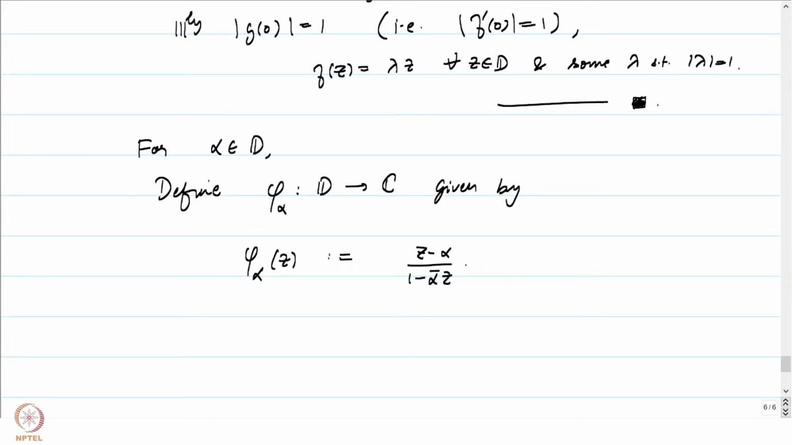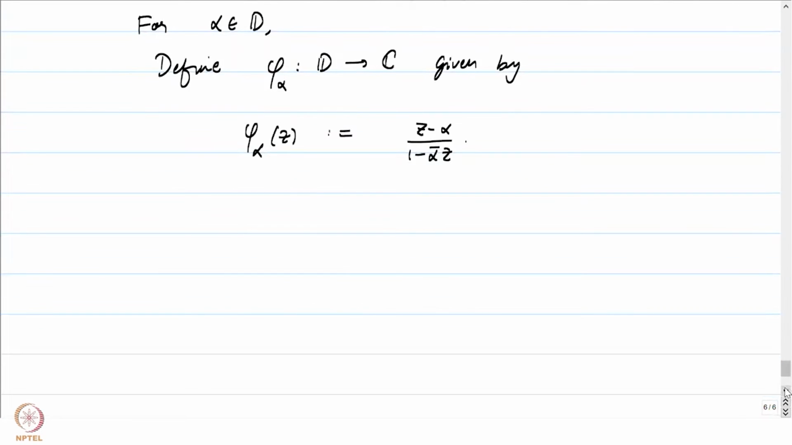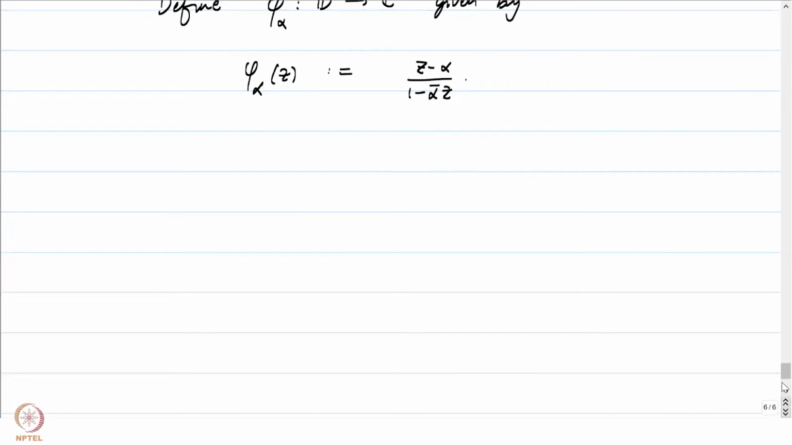Notice that this is a Mobius transformation which has a pole at 1 by alpha bar. But because alpha is in the unit disk, alpha bar is also in the unit disk, and 1 by alpha bar is going to be in the complement of D bar. So this function phi alpha is in fact defined and holomorphic in a neighborhood of the closure of the unit disk. We will focus on phi alpha from D to C. That is where we will focus our attention, even though this is defined everywhere on C minus 1 by alpha bar. Why are we looking at this particular function?